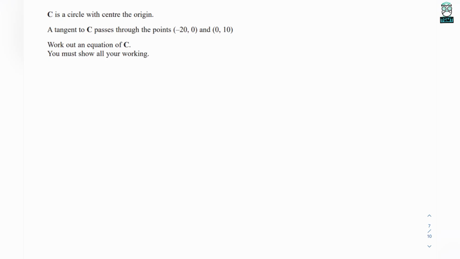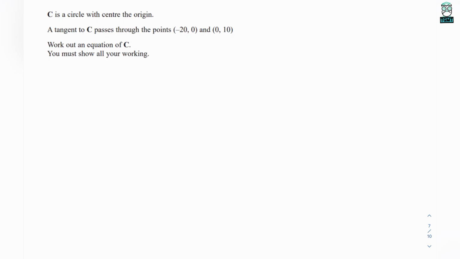Okay, so on to our next question, looking at equations of circles and tangents. Now this is quite a unique question because it's in reverse to what a lot of these questions have normally appeared like. But it says here, C is a circle with centre the origin. A tangent to C passes through the points -20, 0 and 0, 10. Work out an equation of C. So it wants us to work out the equation of the circle.